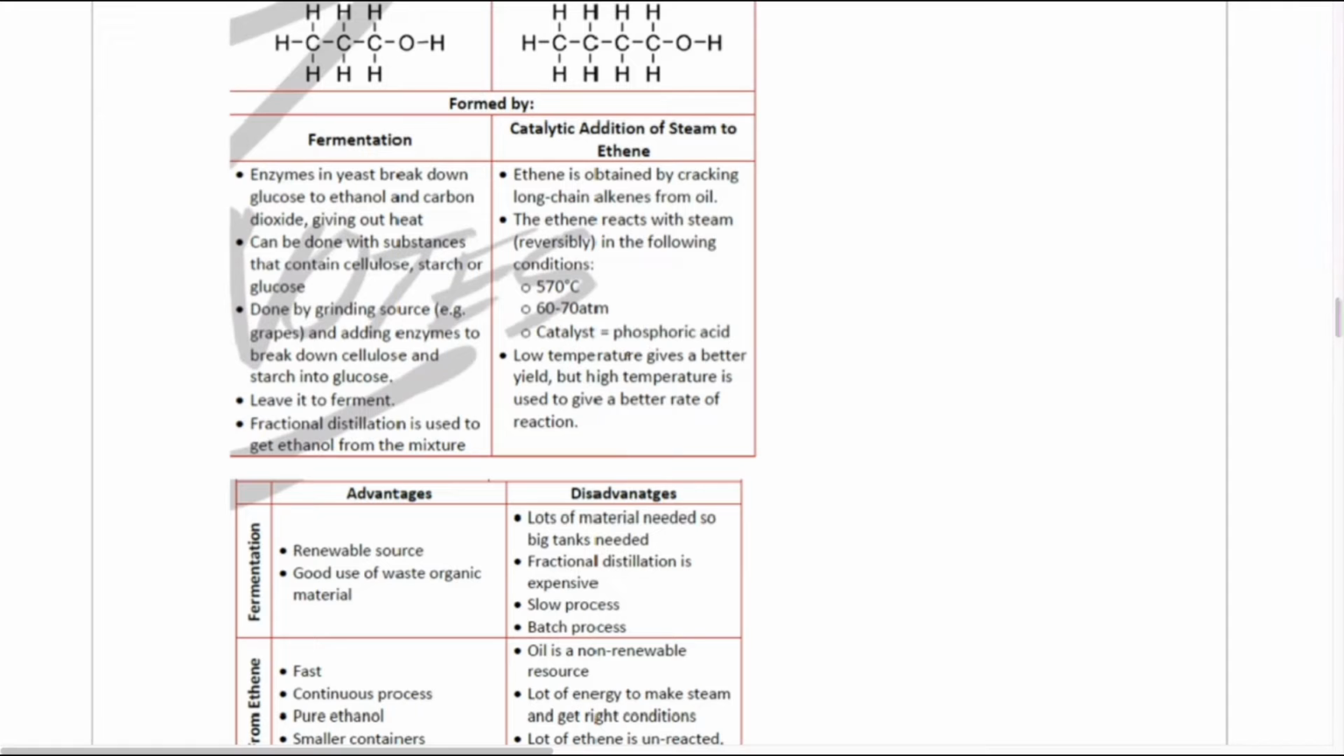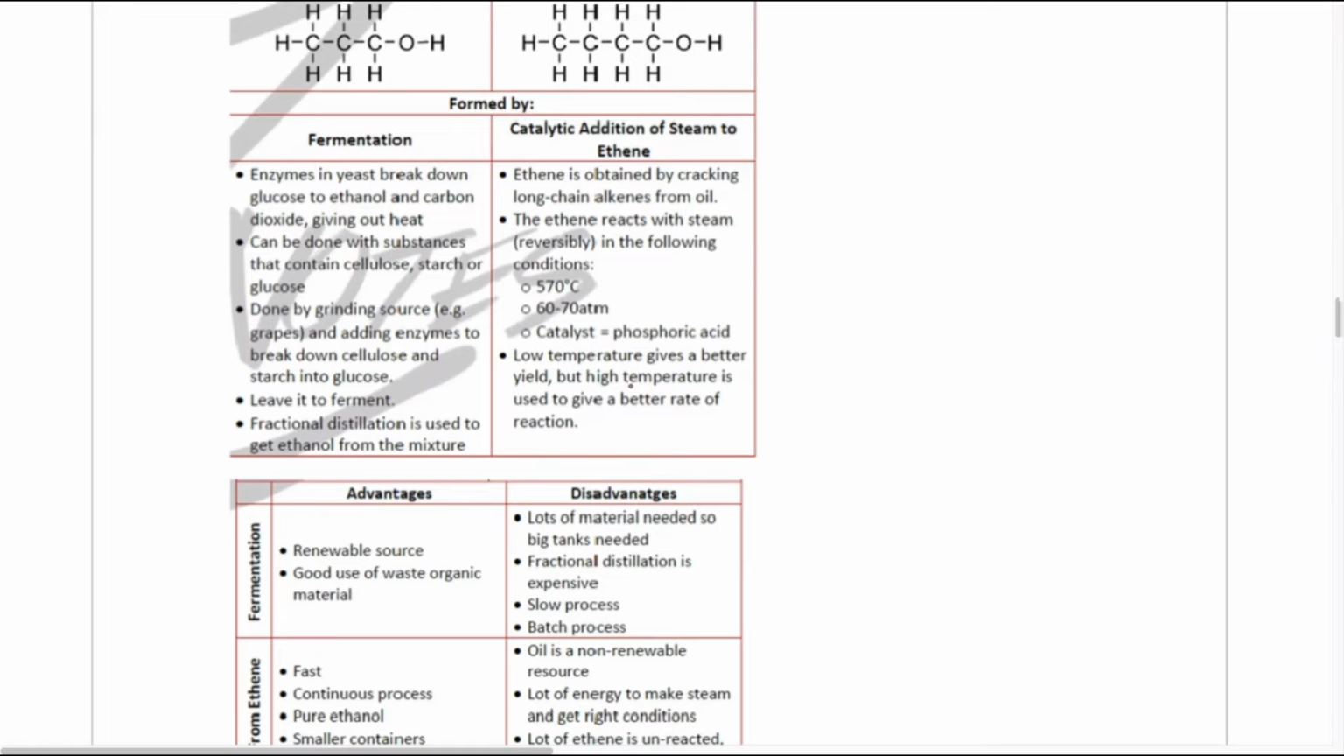Low temperature gives a better yield, but high temperature is used to give a better rate of reaction. So this is the equilibrium problem. If the temperature is low, then the equilibrium is to the right, so you have a better yield. But you have to wait a very long time for that better yield. The rate is very slow.